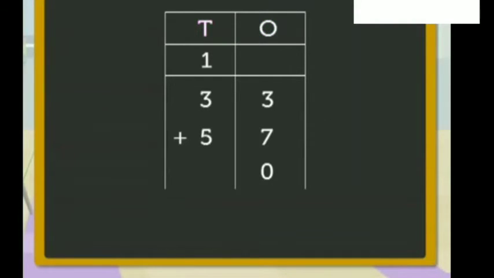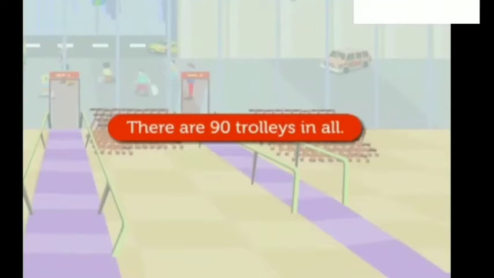In the tens place you have 1. Now 1 plus 3 plus 5. We have to add the three numbers. 5 plus 3 is 8, 8 plus 1 is 9. Total how many trolleys are there? 90 trolleys are there. Now there are 90 trolleys in all.